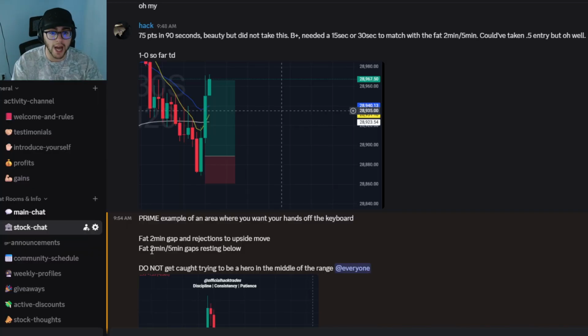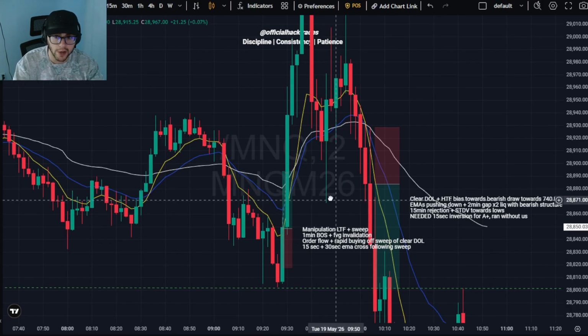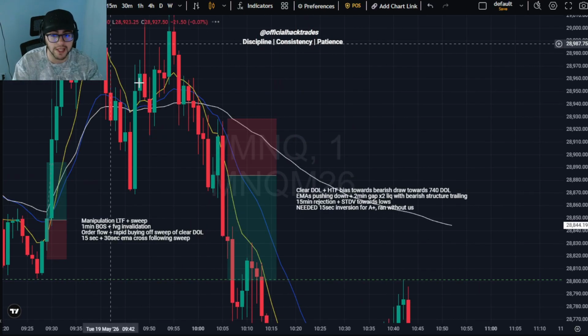But then again, we do have the 2-minute, 5-minute gaps resting below. We already swept liquidity low. So if we wanted to go higher, revisit the 0.5 of that range, and then continue to go higher, that also wouldn't be crazy either. So I say here, do not get caught trying to be a hero in the middle of the range. Do not force a trade in the middle of this range. And then we go back to here. Unfortunately, we did miss this trade.